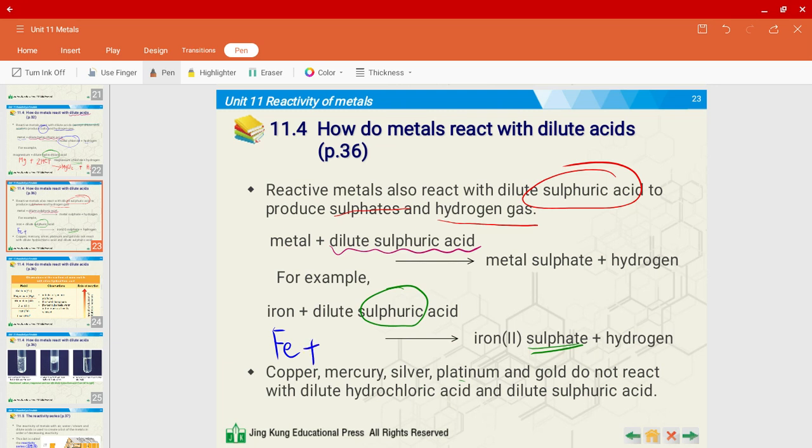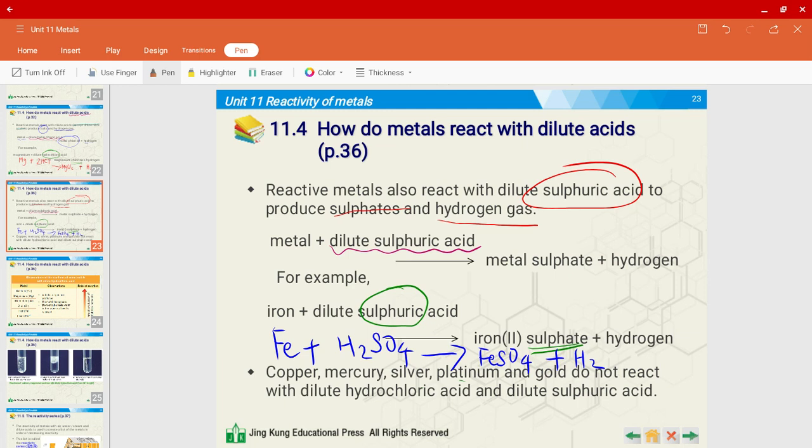Dilute sulfuric acid is H2SO4. And then you'll get iron 2 sulfate. Iron 2 sulfate is FeSO4. And you would get plus hydrogen, which is H2.